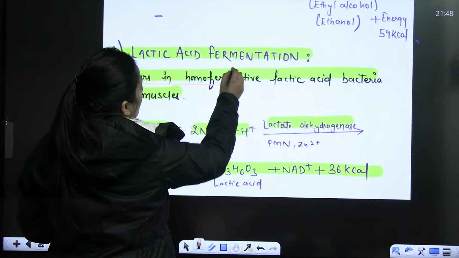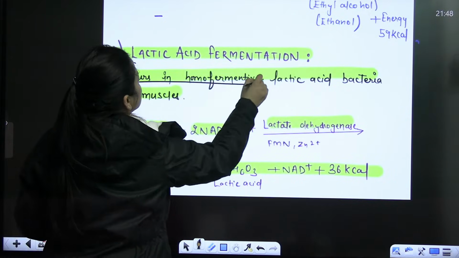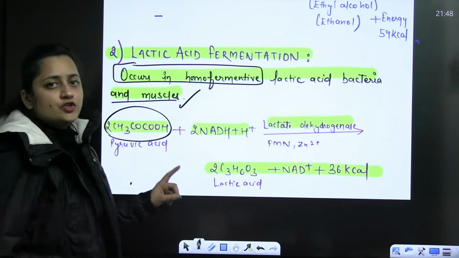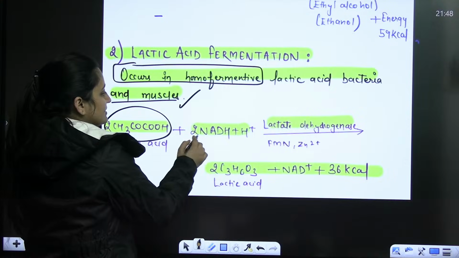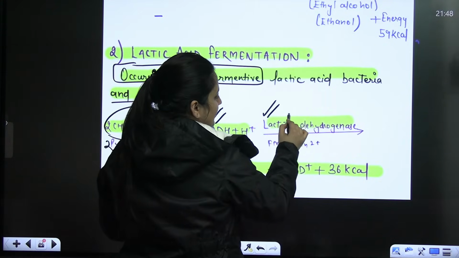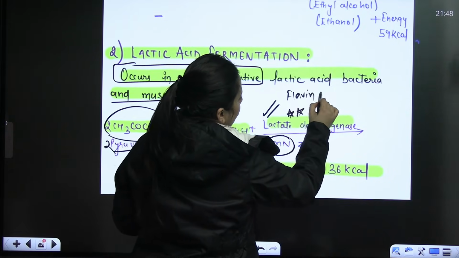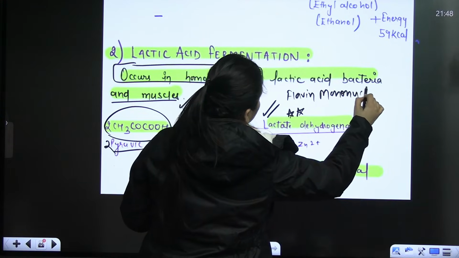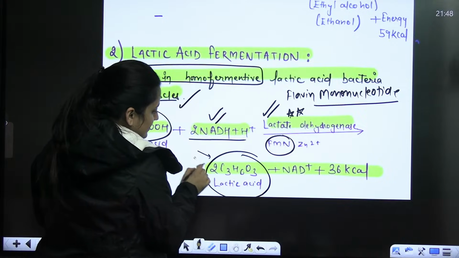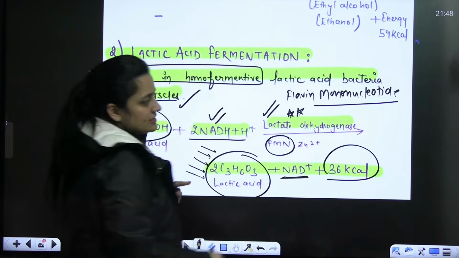So this lactic acid fermentation occurs in homofermentative lactic acid bacteria and muscles. Again, 2 CH3COCOOH, pyruvic acid. So 2 pyruvic acid. Here also NADH will be oxidized. Enzyme used is lactate dehydrogenase complex. And here you have FMN, that is flavin mononucleotide, and zinc is there. For this reaction it is required. So this is the lactic acid, C3H6O3, NAD, oxidized NAD, 36 kilocalorie.